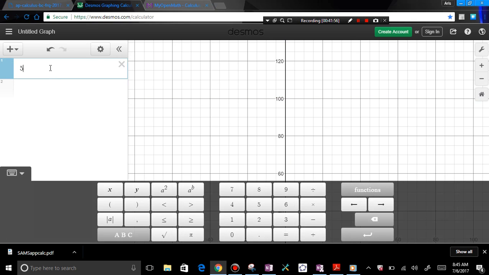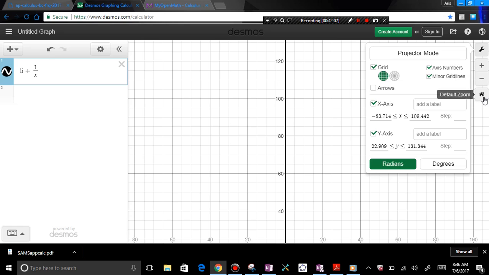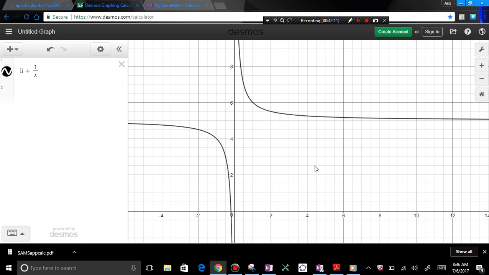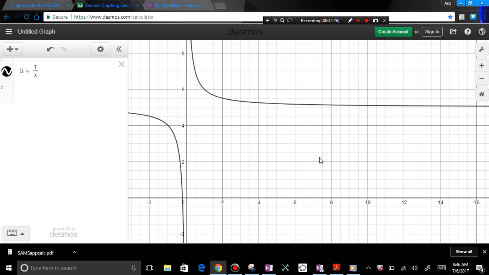5 plus 1 over x. Oh, let's reset this. Can I just make it home? There we go. 5 plus 1 over x. We want to see where this goes. This seems to level out where? At 5, right? I want to talk about 1 over x first.